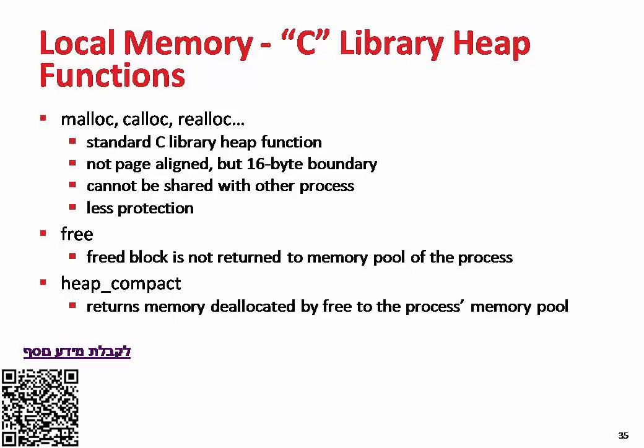Note that free returns the memory to the C library free space, but not to the process memory pool. Such memory is only available for further mallocs. Use heap_compact to return freed memory blocks to the process memory pool. If a process is deleted, all memory is returned to its parent process and available for other use again.